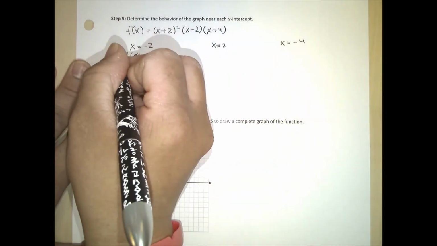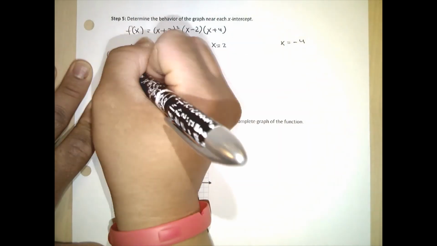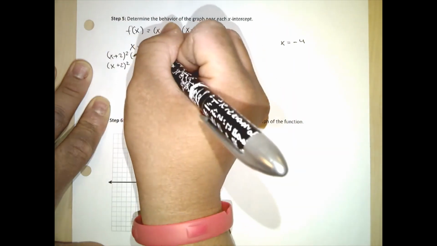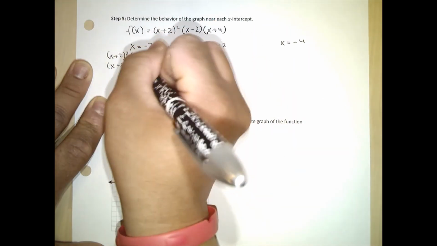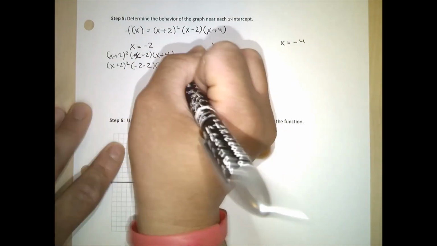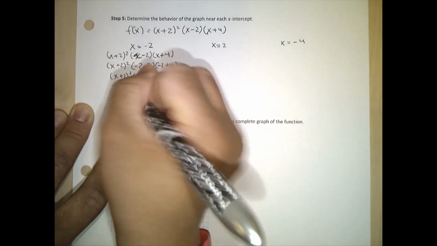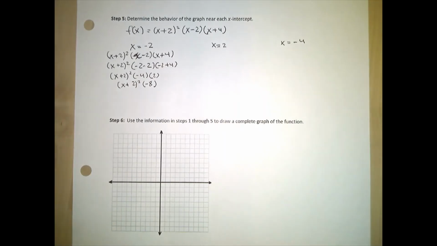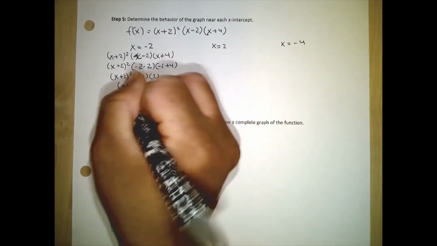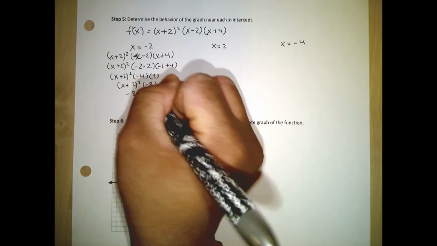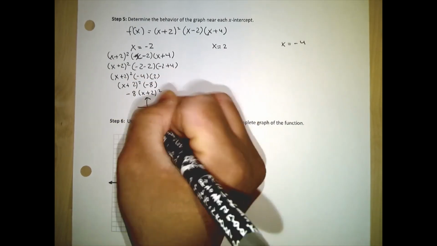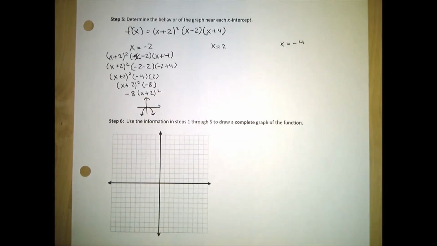So −2 plus 2 would be 0. So −2 is our x-intercept. So we have (x + 2)², (−2 − 2), (−2 + 4). And −2 − 2 is −4, and −2 + 4 is 2. So then we have −4 times 2, which is −8. And so we know that −8(x + 2)² is a parabola that opens downward. All right, I'm not going to get more accurate than that, but it's a parabola that opens downward.